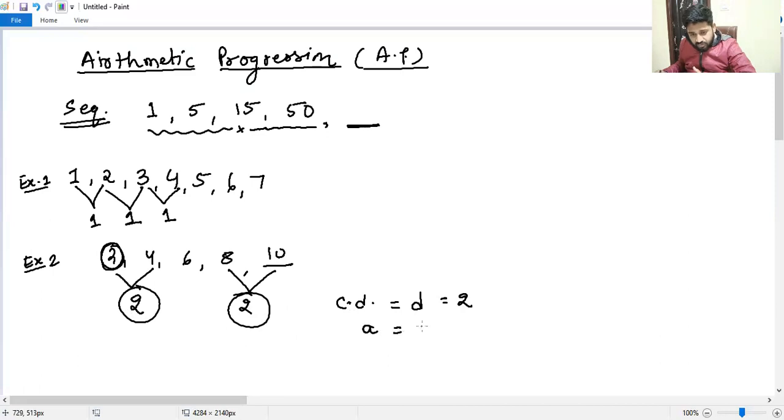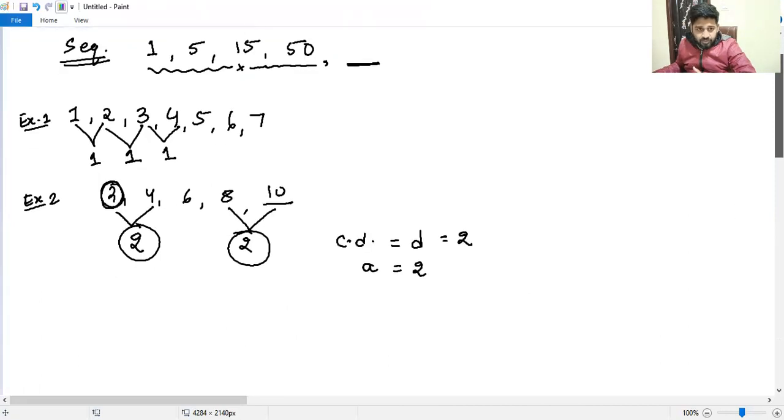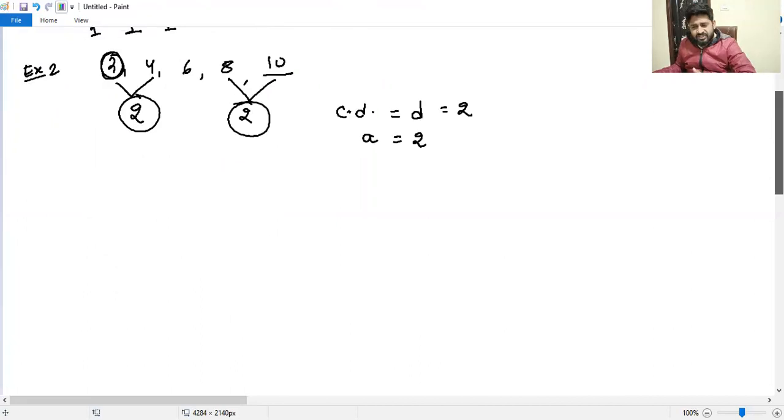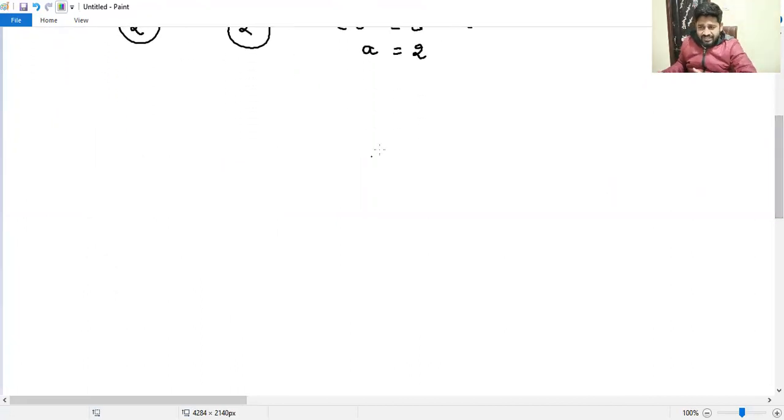Okay, here small a is also 2. Okay, so now after this we'll see the general form of an arithmetic progression, which is very easy. We can form it by ourselves.